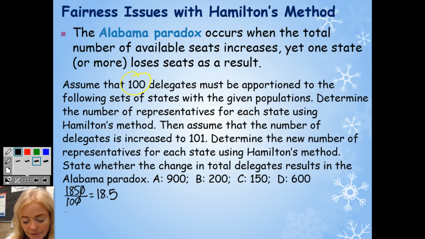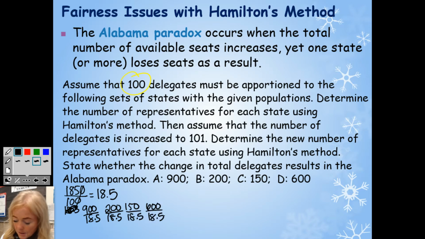Okay, so 18.5 is the standard divisor. Then we take each of the states and divide by that standard divisor to figure out what their delegates are going to be, and that's at the point that we round down. So 900 divided by 18.5, and then we have to take 200 and divide by 18.5, 150 and divide by 18.5, and 600 and divide by 18.5. I haven't done this yet, so I'm dealing with this on the fly.